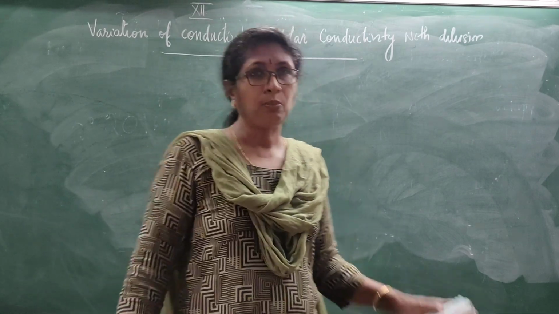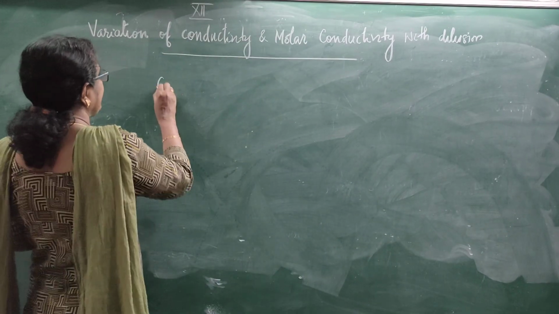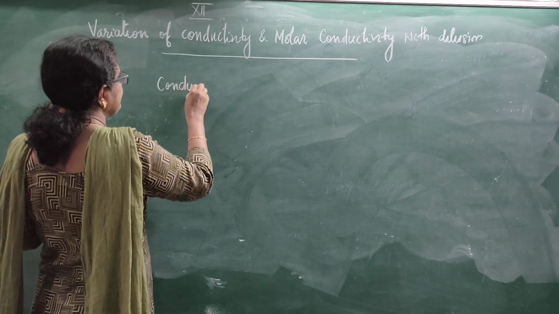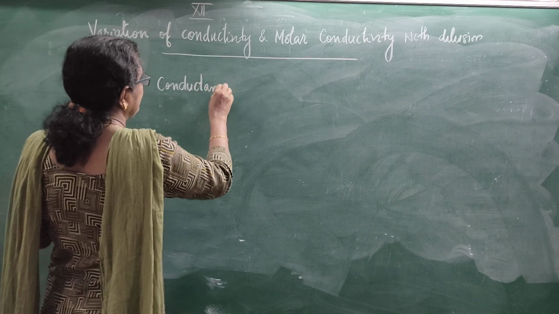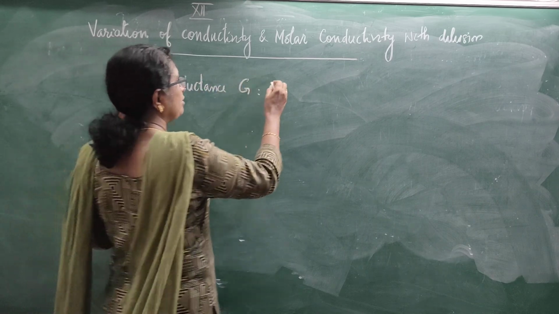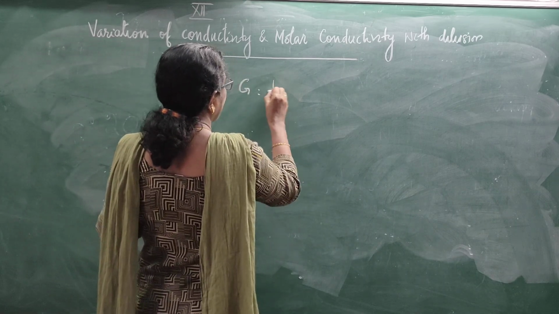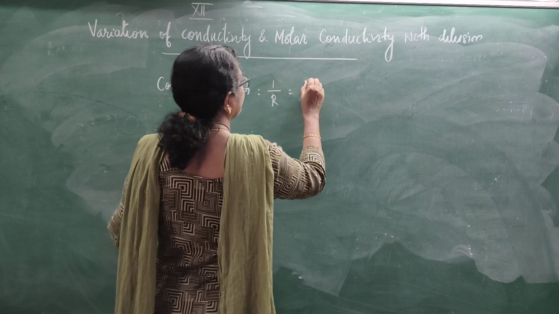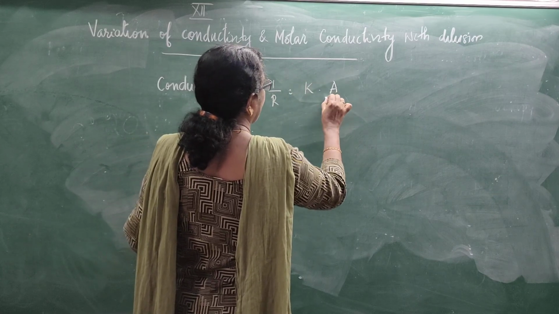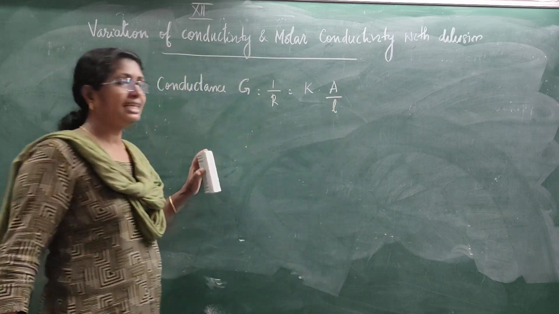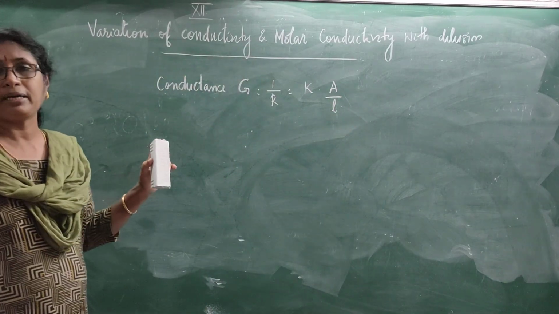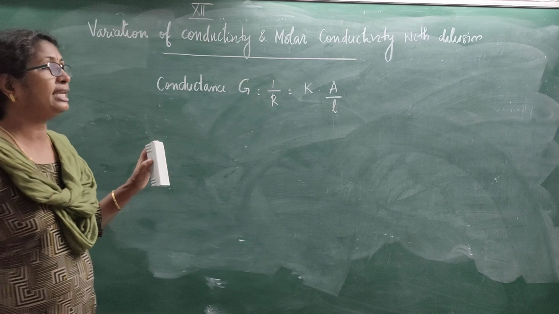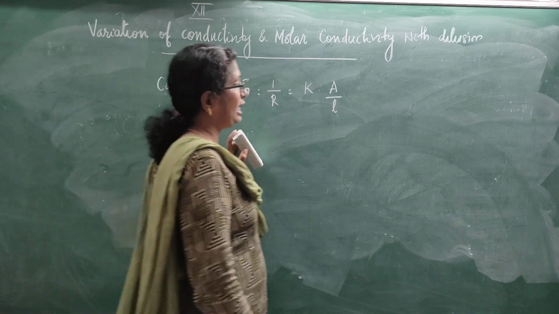Now next is molar conductivity. Now what is conductance? Conductance G is equal to 1 by R. It is equal to K into A by L. The conductance G is equal to 1 by R, that is equal to K, the conductivity, into A by L.